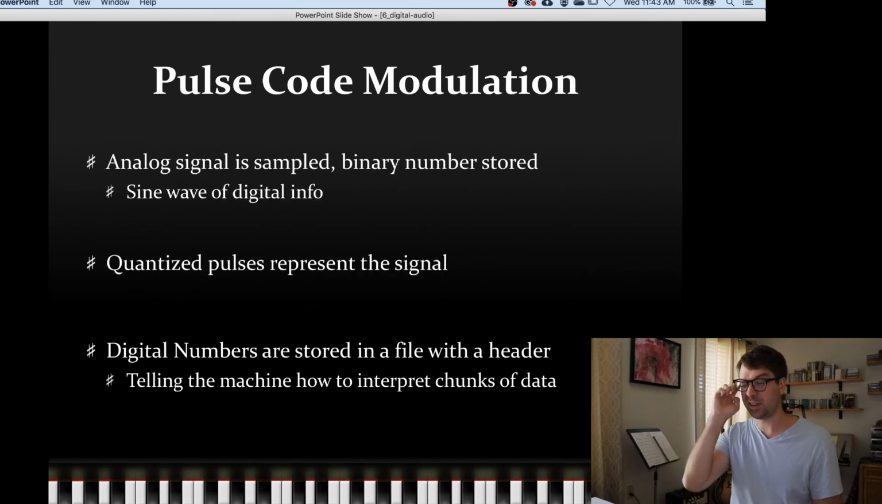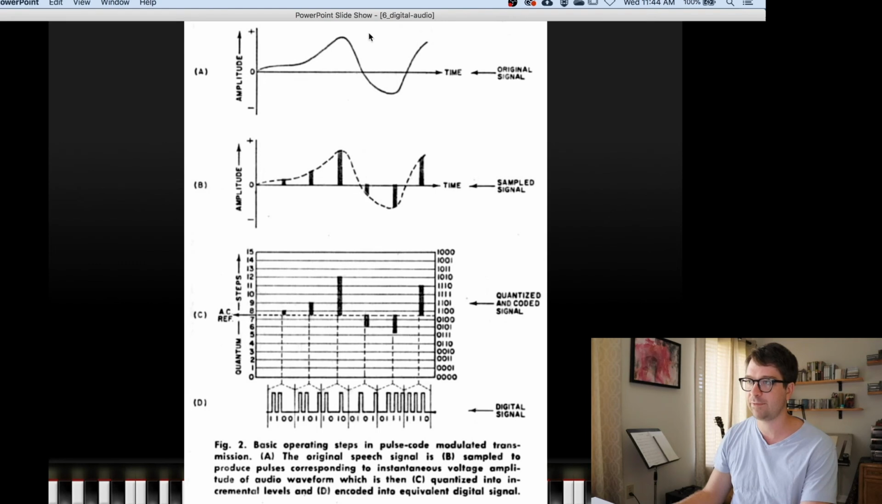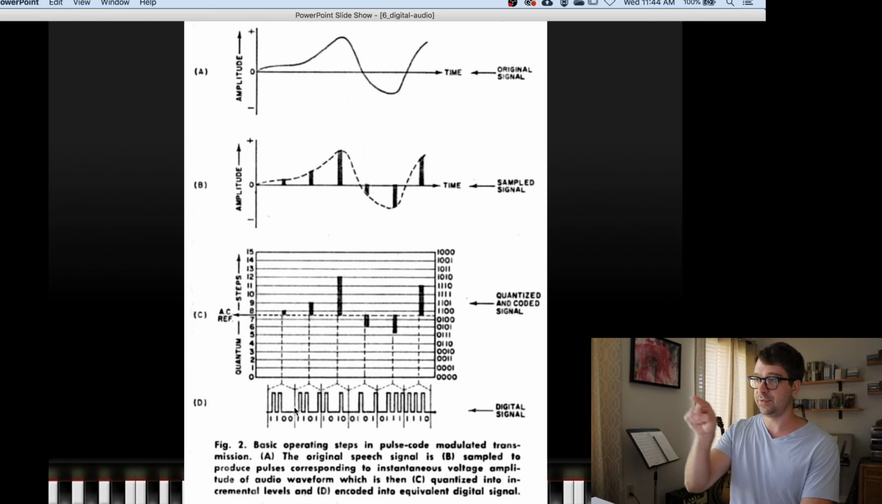So the analog signal is sampled, a binary number is stored, and then these pulses represent the signal. Digital numbers are stored in a file with a header, and it tells the machine how to interpret these big chunks of zeros and ones. So here's an example. We have our analog signal. That signal modulates some pulses. Those pulses get changed into binary and into this series of on and off messages.